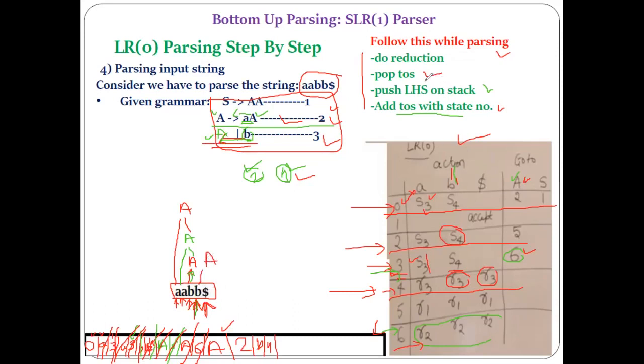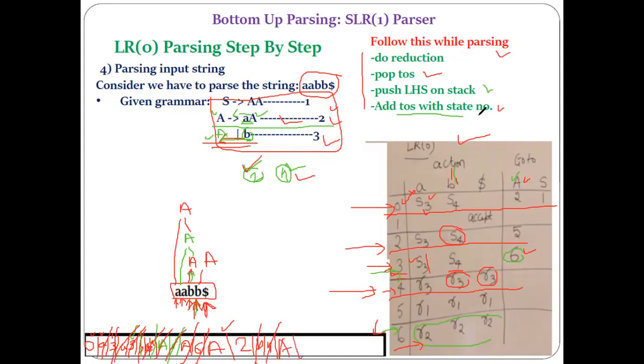Okay, do the reduction. Then pop the top of the stack. Now how many symbols do we have to pop? One. Here we are reducing one symbol from the RHS to the LHS. So how many entries do you have to pop from the top of the stack? 2 entries. So this will get popped, this will get popped. Then push the LHS on the stack. Now what is the LHS? A. So A will be pushed on the stack.